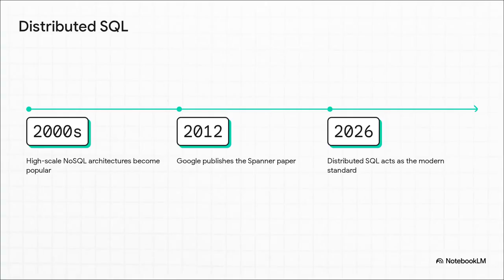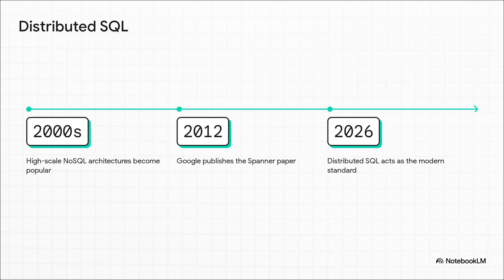Let's move to and see how this builds. After the NoSQL boom of the 2000s, Google engineers realized they needed that relational safety, but at a global scale. So in 2012, Google published the famous Spanner paper, outlining an entirely new architecture. This birthed what we now know as distributed SQL, which, sitting here in 2026, acts as the absolute modern standard for cloud database scaling.